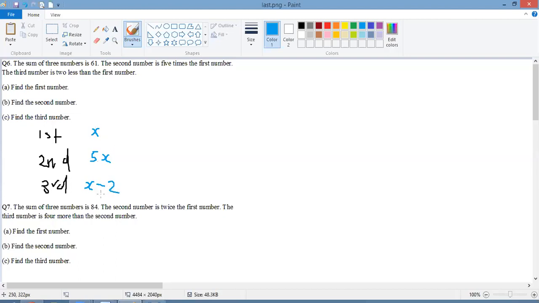So you have 3 expressions here. Then how do you write an equation? You can use this one to help you. The sum of these 3 numbers equals to 61. So you have x plus 5x plus x minus 2. You add these 3 numbers together, you will get 61.